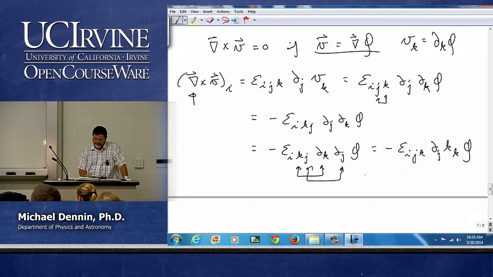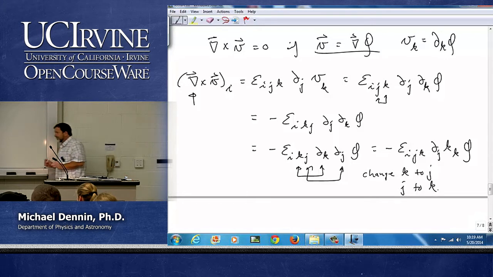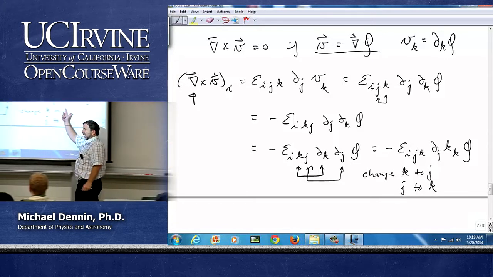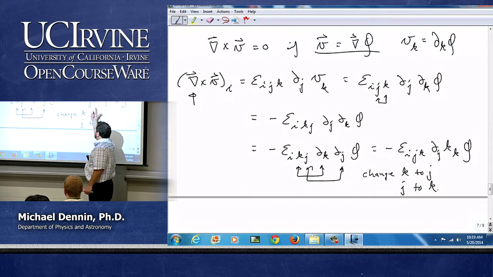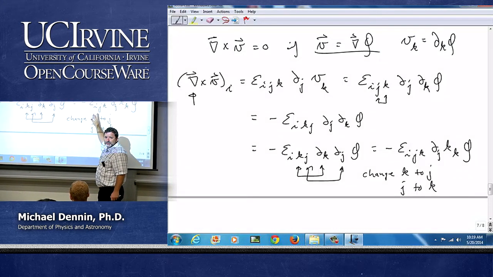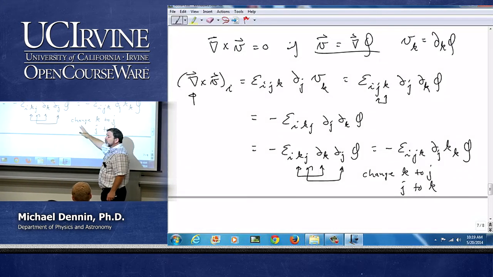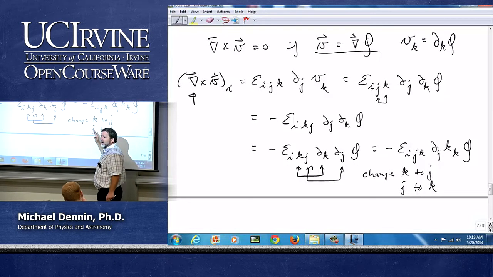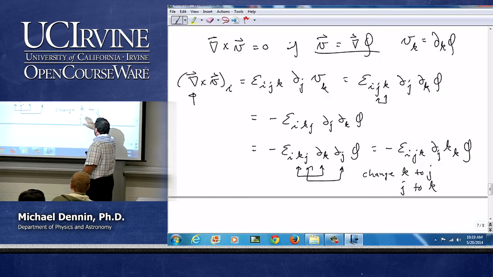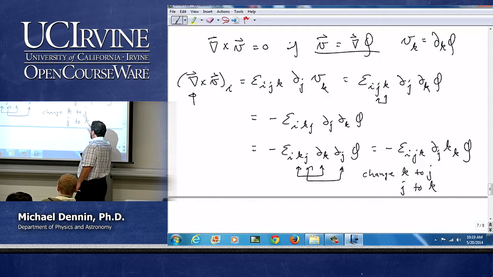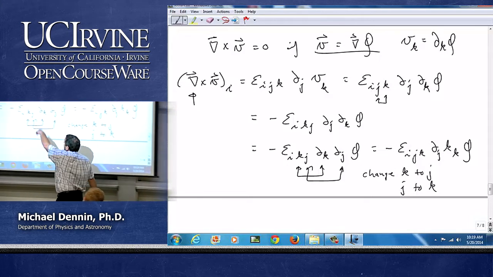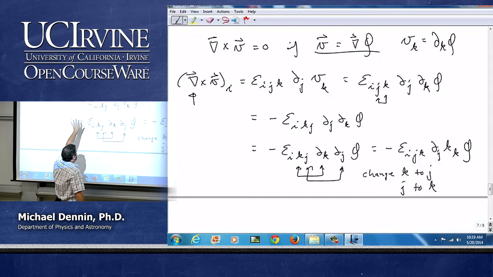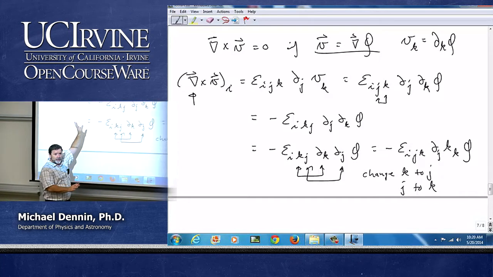Because all I've done is change k to j and j to k. And this is important. This is not a switching of j and k. If I switch j and k, what do I have to do? Pick up a minus sign. This is a renaming. If I wanted to be careful, I could do this renaming in two steps. I could call k l and j m, and I could go back over there and call j l and k m. And then I could make it really clear what I was doing.